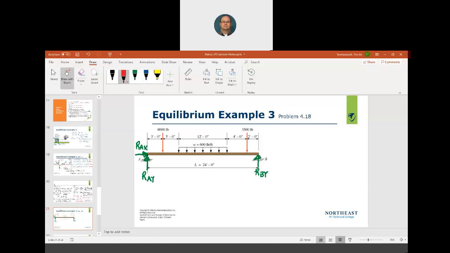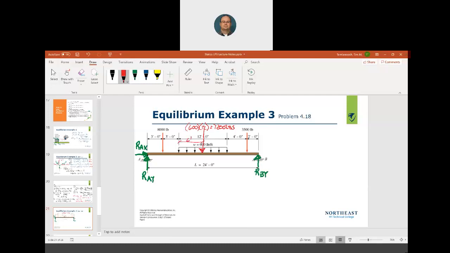Step 2, turn all forces into X and Y and turn all point loads or distributed loads into point loads. So, I got to turn this guy into a point load. So we know the height of this rectangle is 600 pounds per foot times 12. So if I take 600 times 12, I get 7,200 pounds. Okay, and we know that's in the middle, so we know the distance from here to here is 6 feet. Okay? All right.